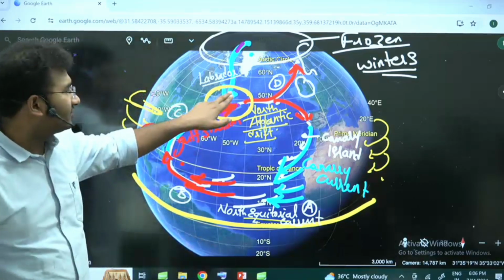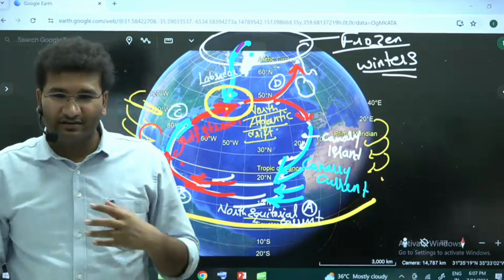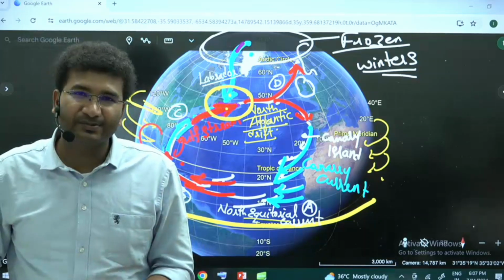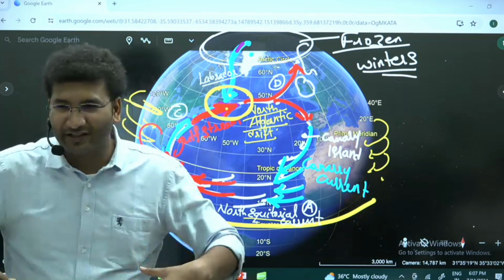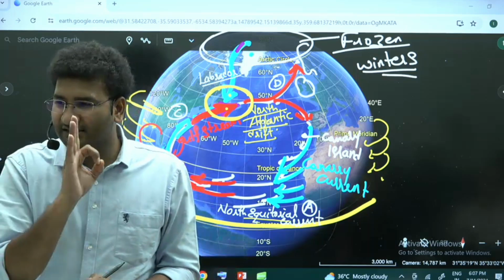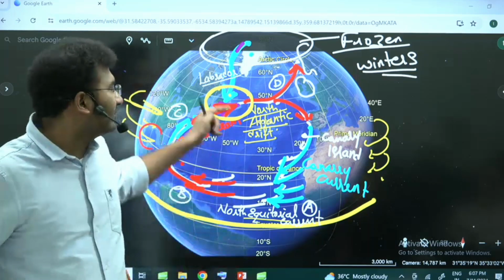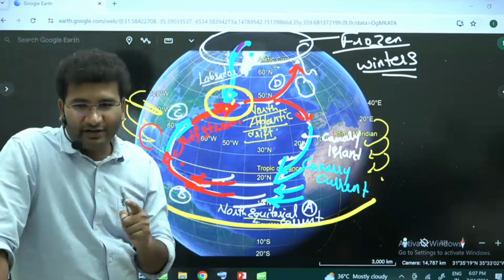Now, mixing of this cold water and warm water will give you a very conducive environment for the species. So fishes come there, nutrients will be there, and every now and then the fishermen tend to fish that part of the area. The world's best fishing industry is also found here. And one more thing, there is a very wide continental shelf area.